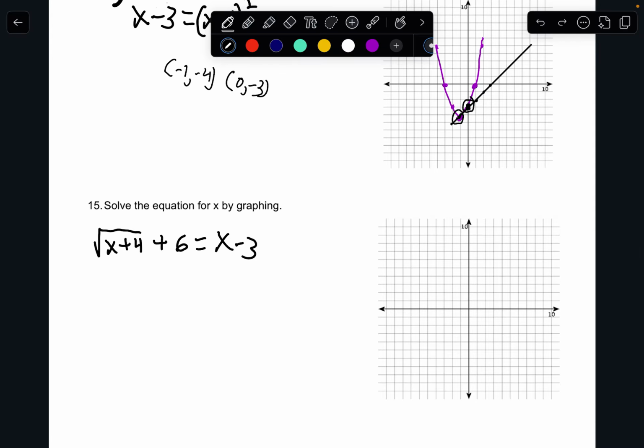Now here's the one about the square root. Notice we have a square root, so we're going to begin this. This is 15. I'm probably going to break it here and create it, and then get another video going. And then the other equation is y equals x minus 3. All right.